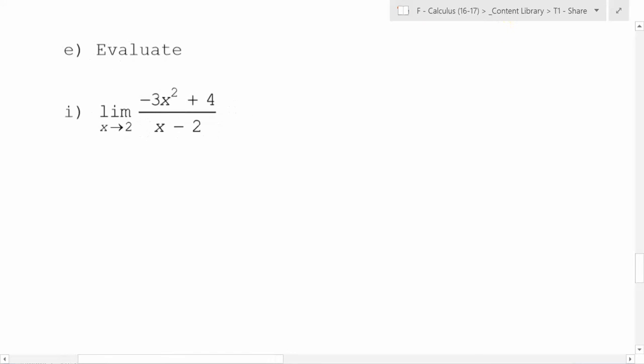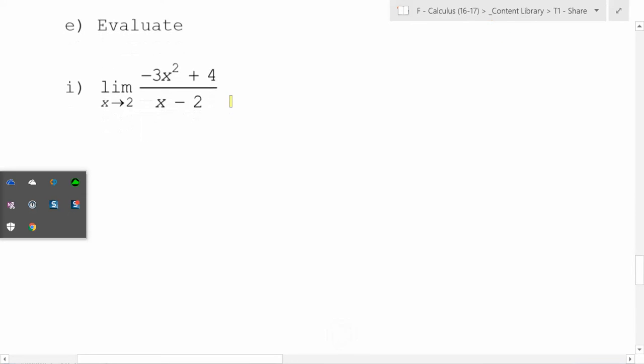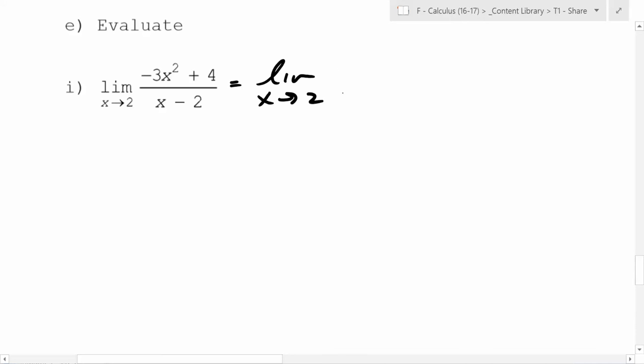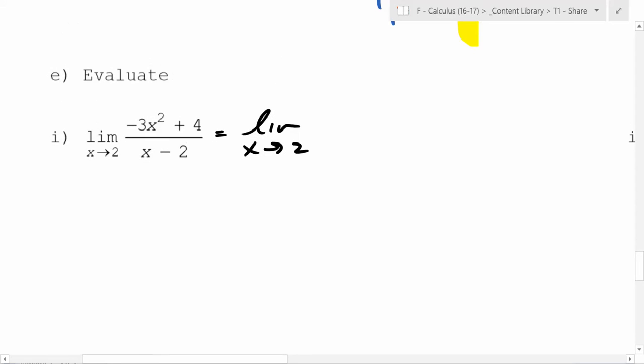So try this one on your own at your desk. Try to factor. When you do factor this, the limit as x goes to 2 of, can you factor anything? No, there's nothing to factor. You might want to factor out the negative 3, but then you get negative 3 times x squared plus 4 over 3. Well, actually, it's minus 4 over 3. But does that help you? No, it doesn't help you.